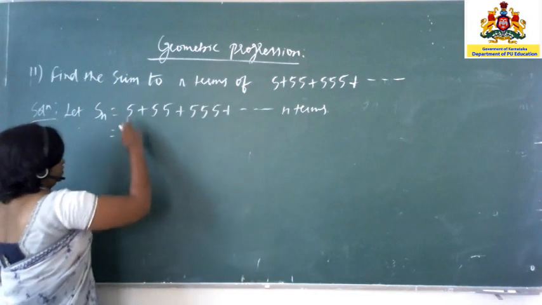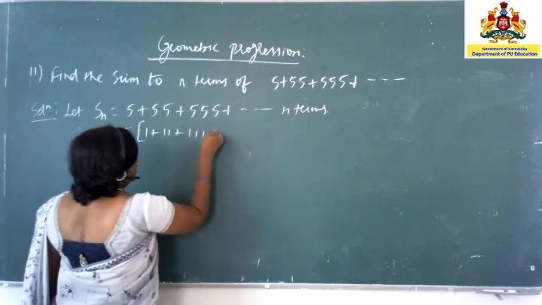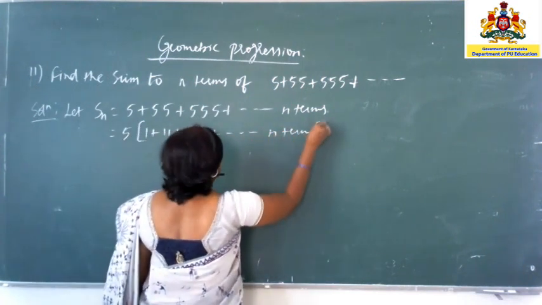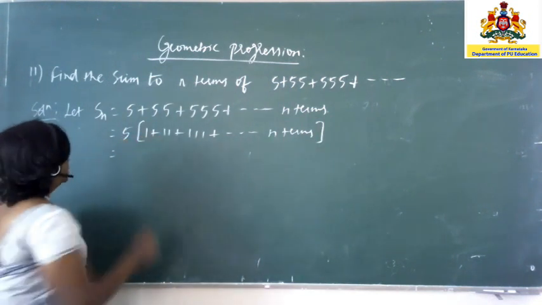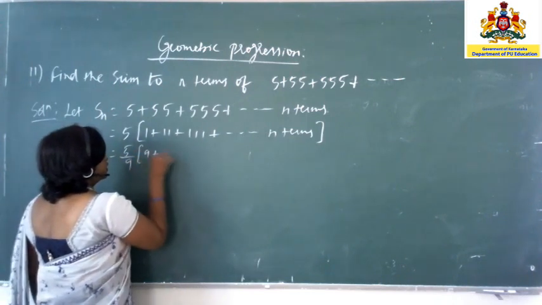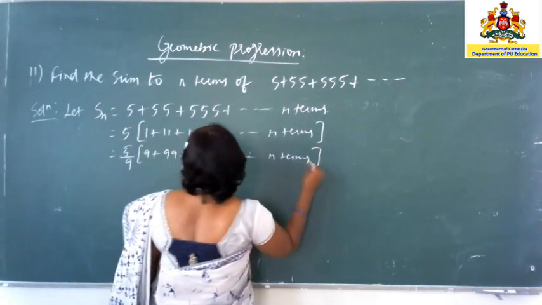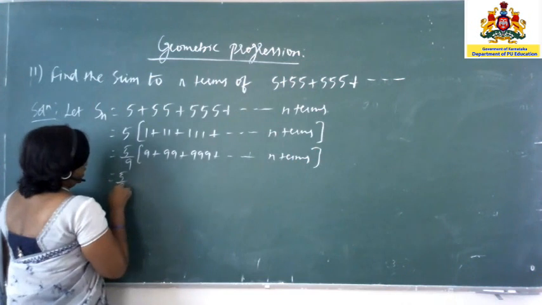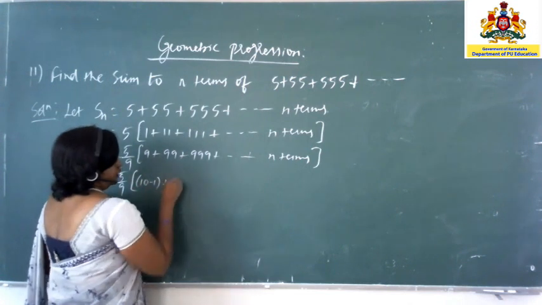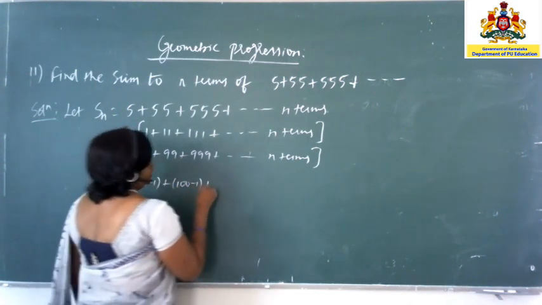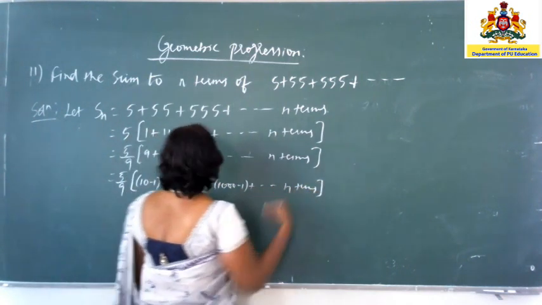So from this you take out 5 outside. 5 into 1 plus 11 plus 111 plus so on up to n terms. Now multiply and divide by 9. So 5 by 9 into 9 plus 99 plus 999 plus so on up to n terms. That is equal to 5 by 9 into, 9 can be written as 10 minus 1, 99 can be written as 100 minus 1, 999 can be written as 1000 minus 1, plus so on up to n terms.